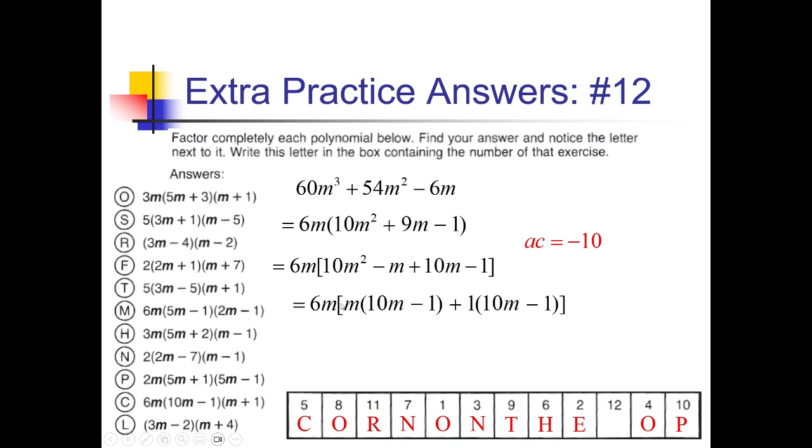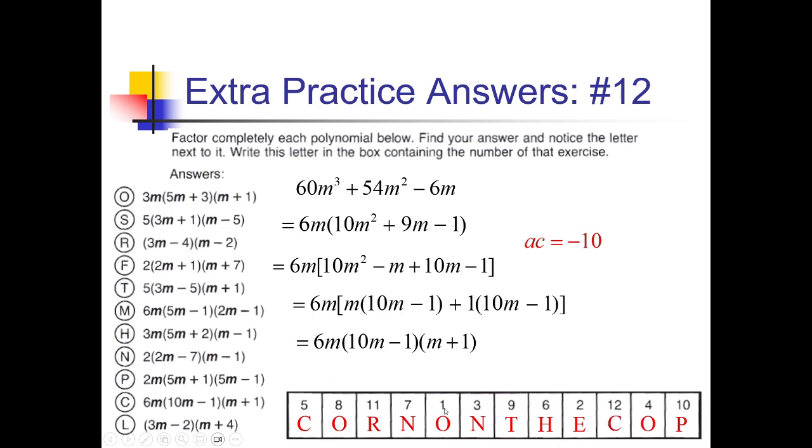Next, I've got my factor of 6m that I took out in the beginning. Don't want to lose that. But now the stuff inside, I have a common factor of 10m minus 1. I'll take that out of everything. And now I have these leftovers of m and positive 1 that I can put in the parentheses next to it. So looking for all these results, 6m, 10m minus 1, m plus 1. I see that right down here. That's a C. So 12 is getting a C.